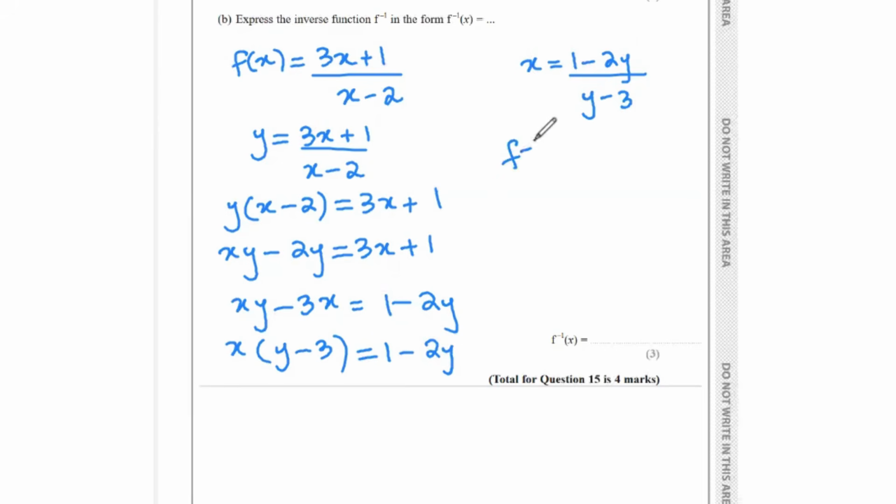So last step is to replace x with f inverse x and the y's in the equation with x. So this is your inverse. So remember, we start with replacing f of x with y. Then we try to make x the subject of the equation instead of y. And once we've done that, we're going to replace x with f inverse x and y with x. And that's going to give you the inverse of the function.